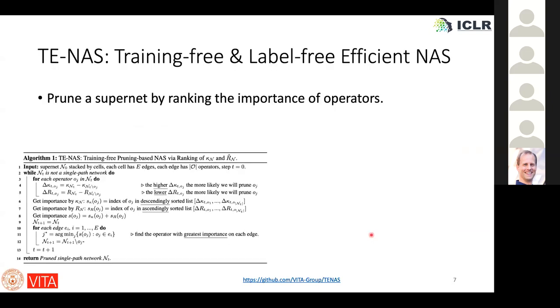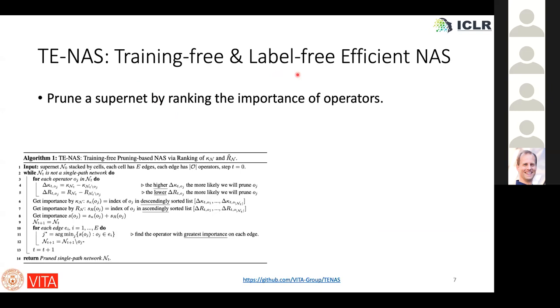Okay, so those are the ways we evaluate the architecture. We have to find a way to leverage them in our real NAS search problem. Here we present our TE-NAS, the training-free and label-free efficient NAS. The reason for training-free is already explained, and for label-free, the calculation of the NTK and the linear regions does not need labels. So we do not need any labels during this calculation. That's why our NAS method is label-free.